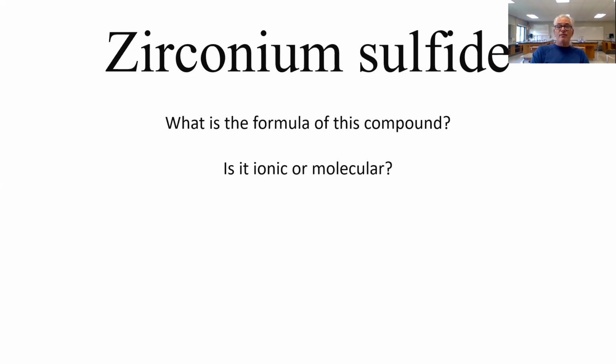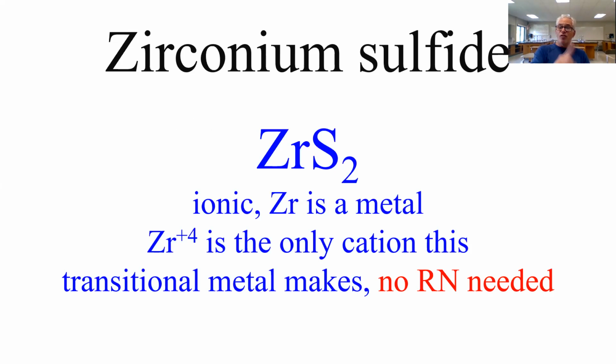Zirconium, element 40, right? Zr. Put your finger in the box. Zirconium makes a +4 ion. This one's tricky. +4, -2. Crisscross. That gives you a 2 to 4 ratio. What's Sean Dalton say about 2 to 4? Change it. 1 to 2. It's going to be 1 zirconium to 2 sulfides, and it's ionic. ZrS2, 1 zirconium, +4, 2 -2s, balance. And even though it's a transition metal, it only makes a +4 ion.